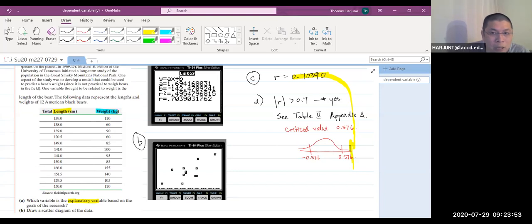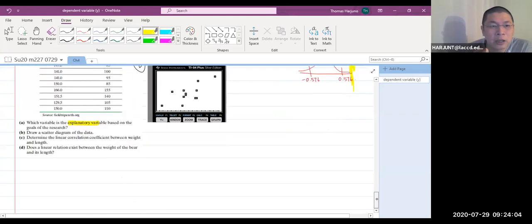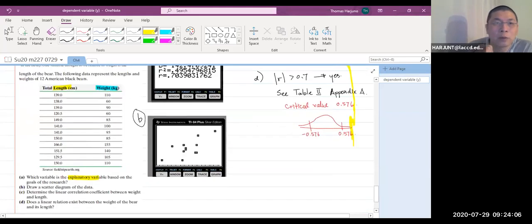But the rule of thumb that I use is 0.7. The greater it is, the larger the sample size, the better that will be. Okay, that's for part D. Anything else? Let's go on a bit further.